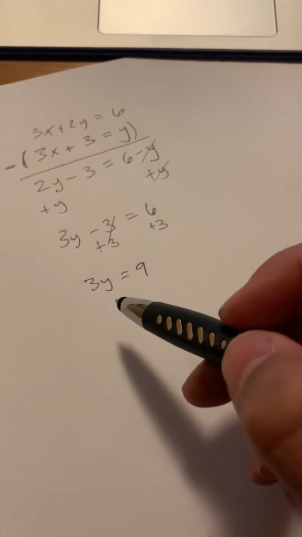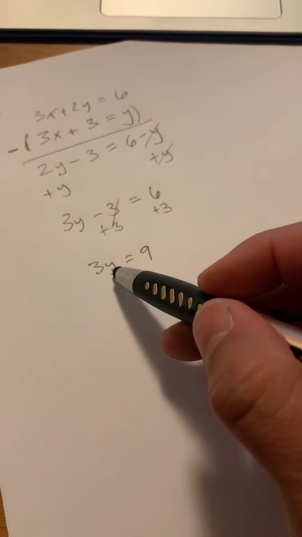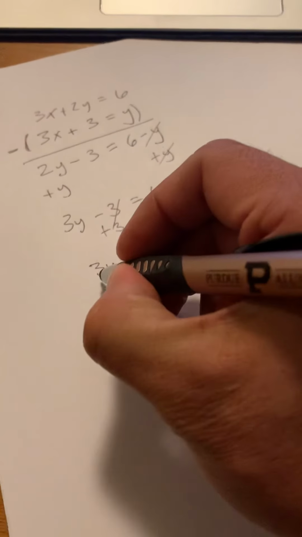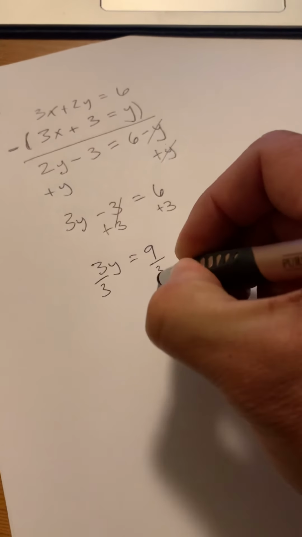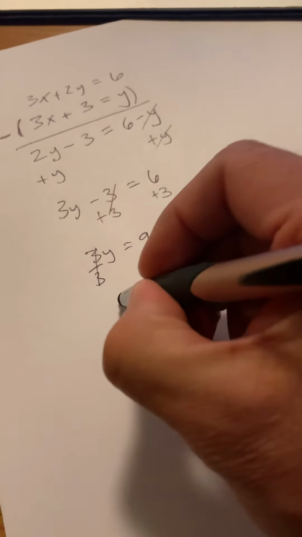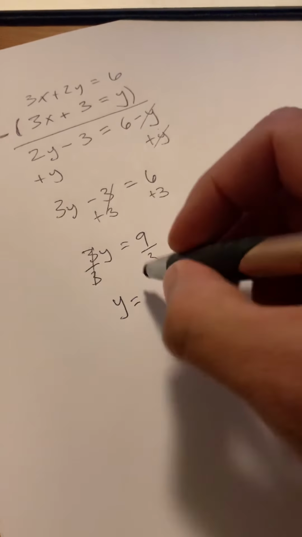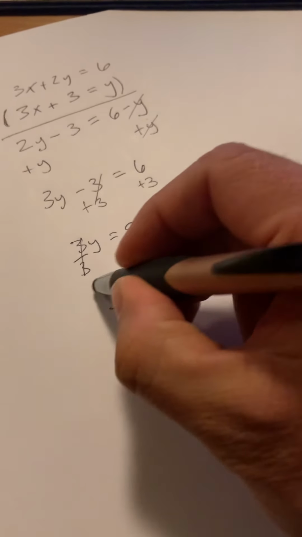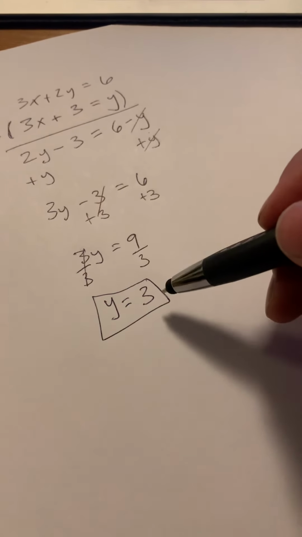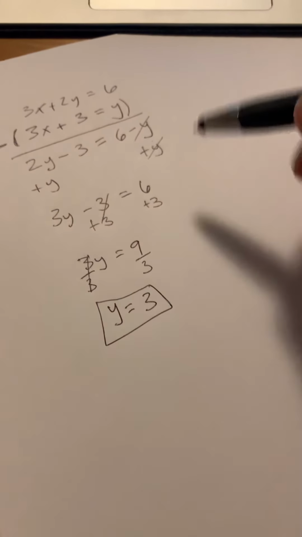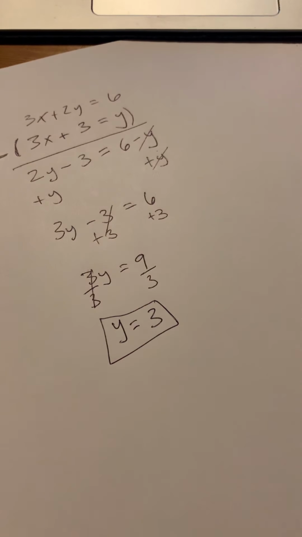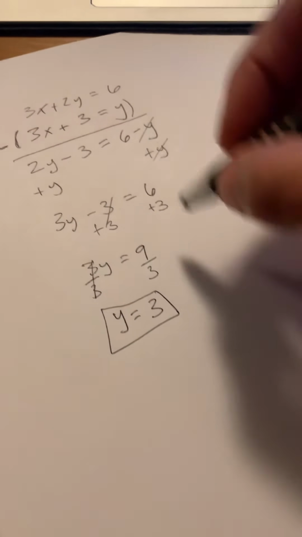And then now that I've almost isolated the y by itself, I'm going to go ahead and divide this by 3. There you go. These will cancel out. I get y equals 3. And then as a reminder to finish solving this system, I take this and I plug 3 in for y in either one of these equations. If you look at the answer key, we use the top one.